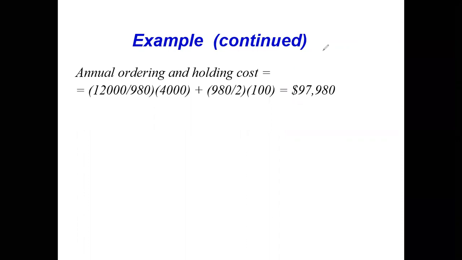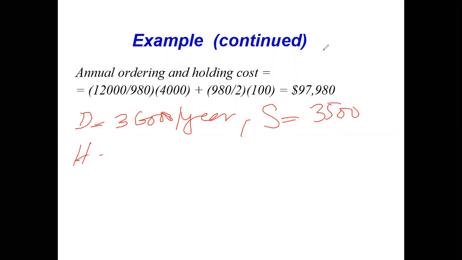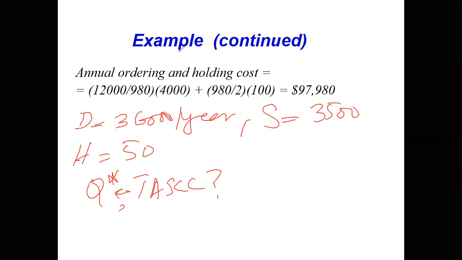So let's see, if demand is equal to 36,000 per year, ordering cost is equal to 3,500 per order, and holding cost is equal to 300. Let's make it 50. You have to tell me what would be the Q*, and what would be the total annual supply chain cost for this Q* that you would have found.